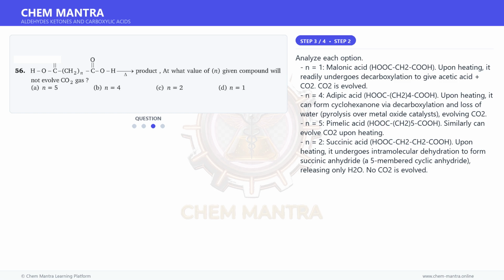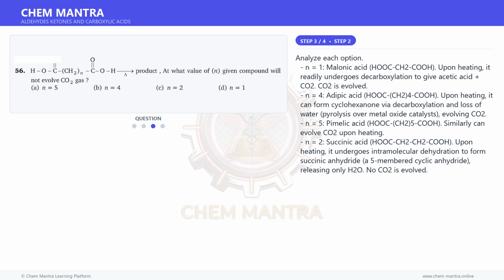Analyze each option. N is equal to 1, malonic acid, CH2(COOH)2. Upon heating, it readily undergoes decarboxylation to give acetic acid plus CO2. CO2 is evolved. N is equal to 4, adipic acid, (CH2)4(COOH)2. Upon heating, it can form cyclopentanone via decarboxylation and loss of water, pyrolysis over metal oxide catalysts, evolving CO2. N is equal to 5, pimelic acid, (CH2)5(COOH)2. Similarly can evolve CO2 upon heating.